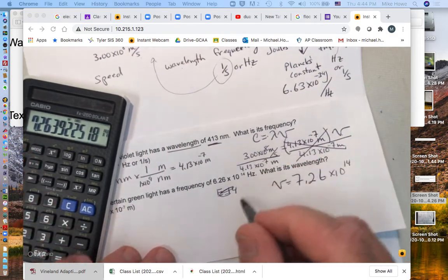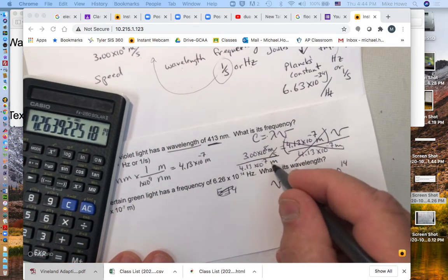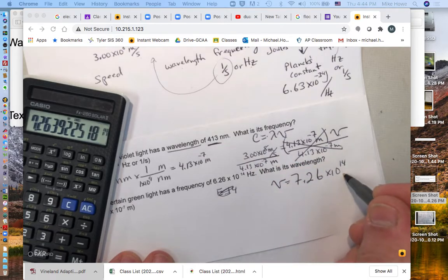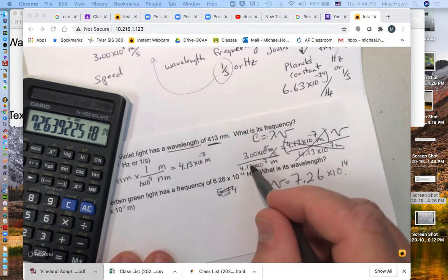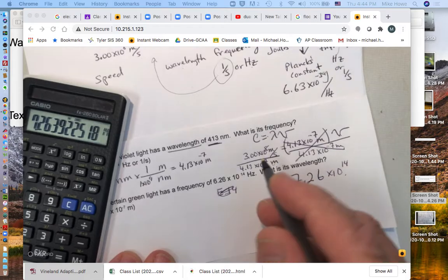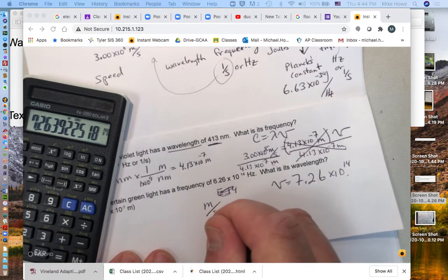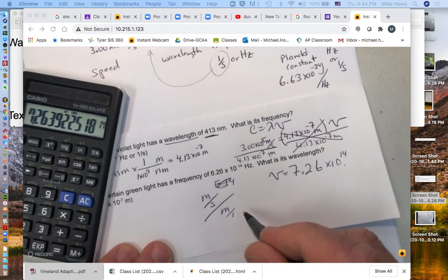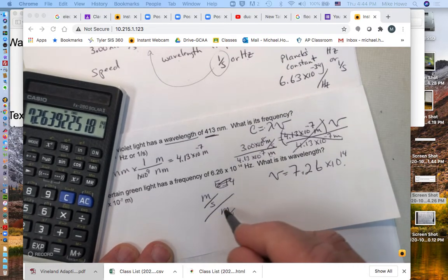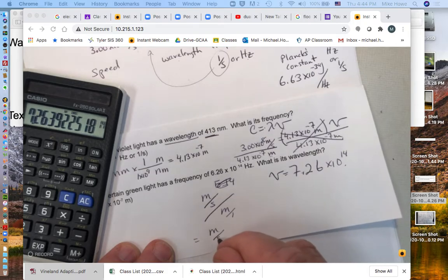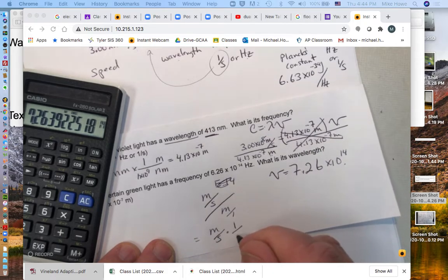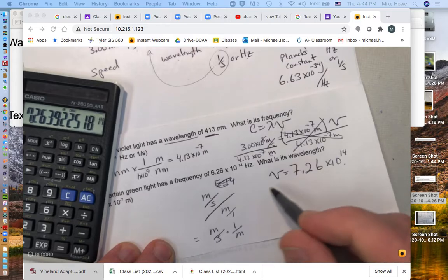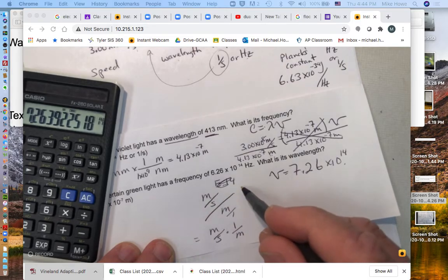I'll show you the units over here. We have meters per second divided by meters. We got this number by taking this divided by that. So if you divide meters per second by meters, it's like saying meters over 1. When you divide fractions, you multiply by the reciprocal. So this is equal to meters per second times 1 over meters. So you flip the bottom and then multiply.